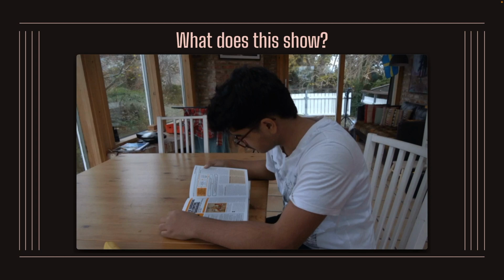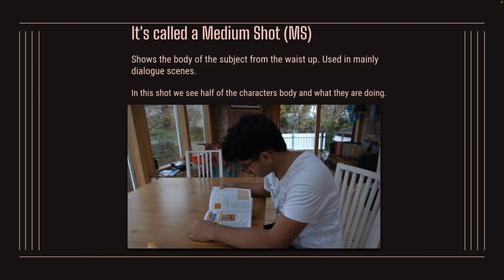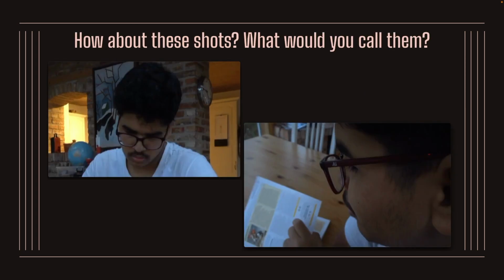What about this shot? What does it show? Just think about the composition, think about what's in the shot, think about how the shot is framed, and what this shot might be called. Well, it's called a medium shot. It shows the subject from the waist up, used mainly in dialogue scenes. In this shot, we see half of the character's body and what they're doing, and this character, you can see, is reading a book.